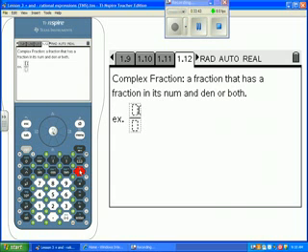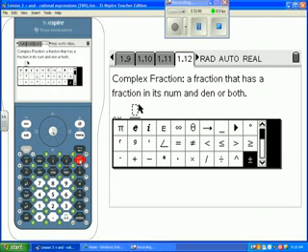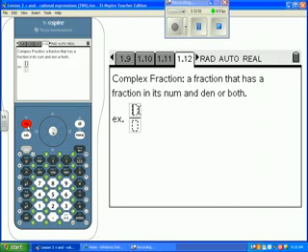Fraction template, fraction template. 1 over x over y. That's a complex fraction. It's 1 over x divided by y, or 1 over x divided by y. Okay, so another example, I'll give you one more.